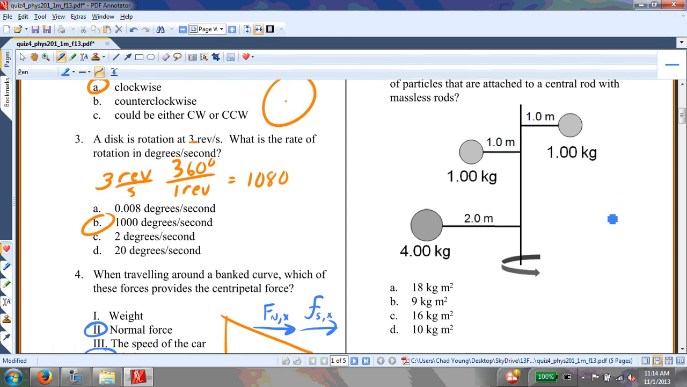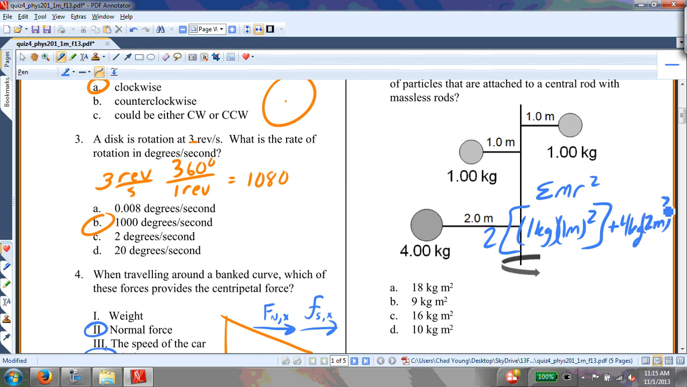Let's see, what is the moment of inertia for this system? I have a sum of mr squared. That's going to be 1 kilogram times 1 meter squared. There are 2 of those, so I'm just going to multiply that by 2, plus 4 kilograms times 2 meters squared. Now let's see, that's 2 times 1, that's 2, plus 16, that's 18 kilogram meters squared.